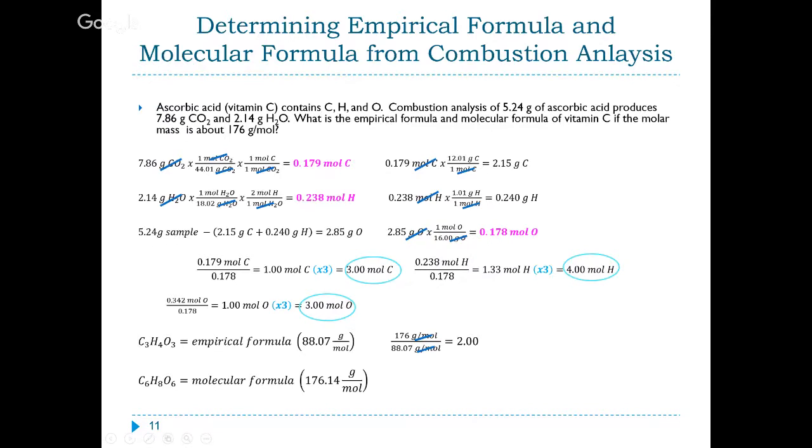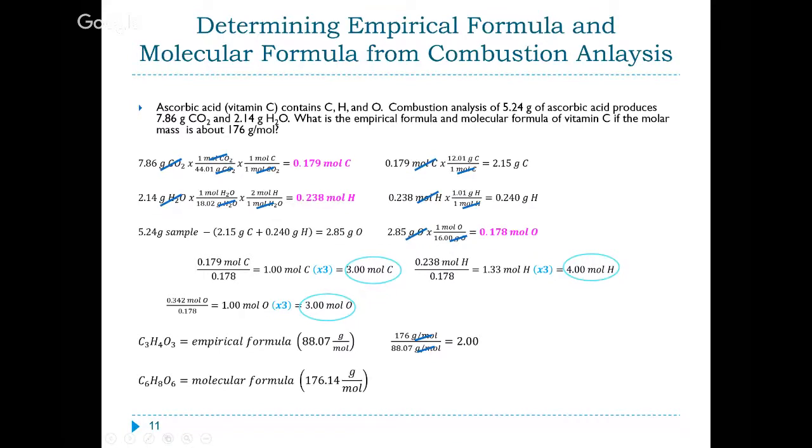So now I have my grams of carbon and grams of hydrogen. I add those together. I subtract them from my original sample mass, right? 5.24 grams. So I subtract that. And then I find that I have 2.85 grams of oxygen in my original sample. So now I have to find moles of oxygen. Once again, if I have grams, I need to get to moles. I divide by a molar mass. I look at the periodic table, see that the molar mass of oxygen is 16.00 grams per mole. So 2.85 divided by 16.00 gives me 0.178 moles. So I found my number of moles.